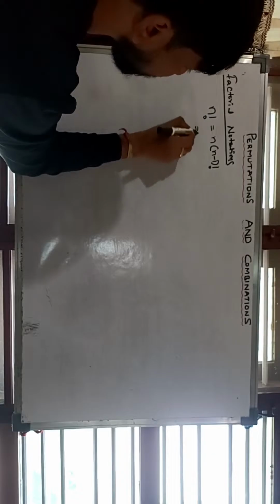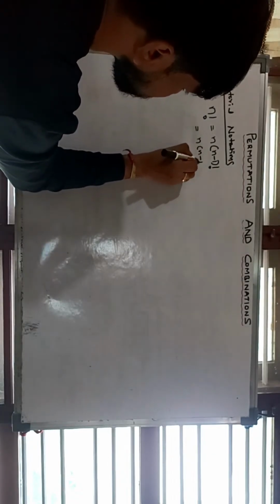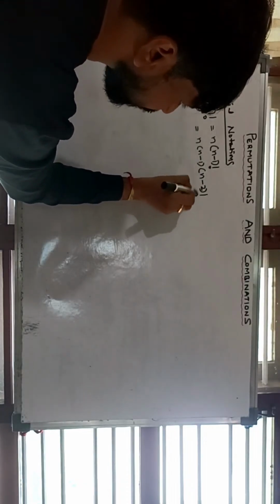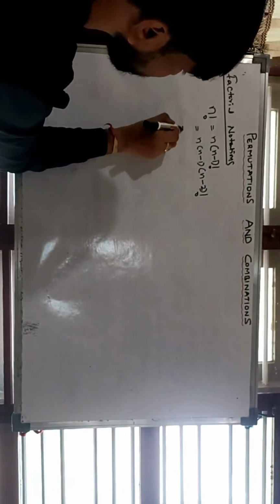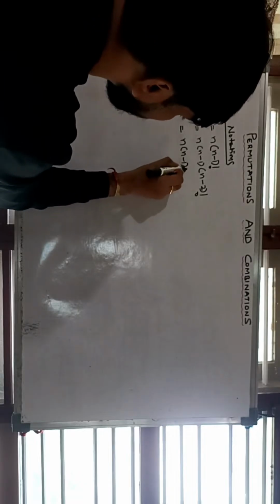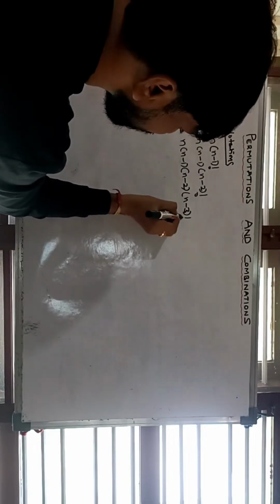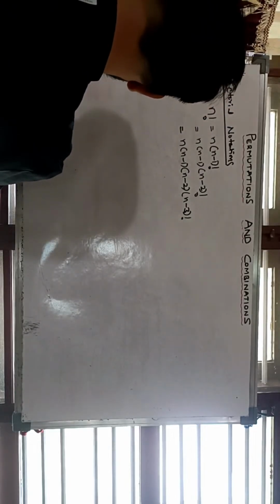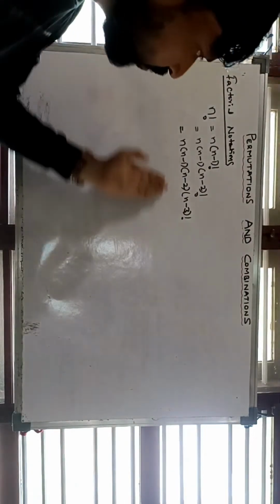Of course, this n into (n minus 1) factorial can be written as n into (n minus 1) into (n minus 2) factorial also. Isn't it, friends? Then n into (n minus 1) into (n minus 2) factorial can be written as n into (n minus 1) into (n minus 2) into (n minus 3) factorial also. What does this mean? You can stop wherever you want.